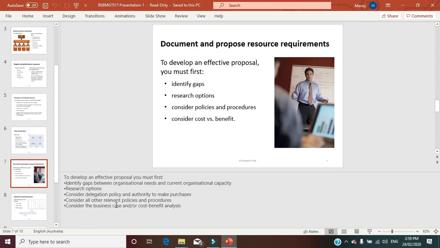So once you have everything done and you've mapped your stakeholders, the next thing you should do is document and propose resource requirements. It means that you need some resources for your plan, isn't it? Because you have your operational plan going on. So to develop an effective proposal, you must first identify gaps and resource options, consider policies and procedures, and consider cost versus benefits.